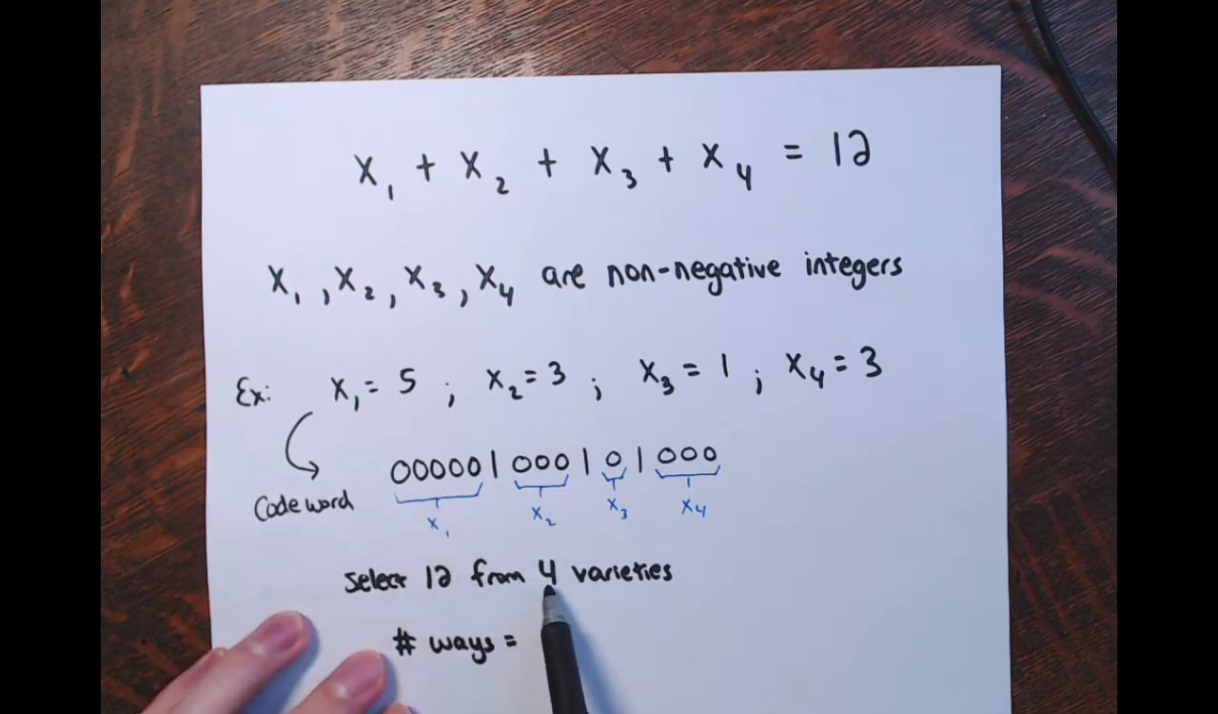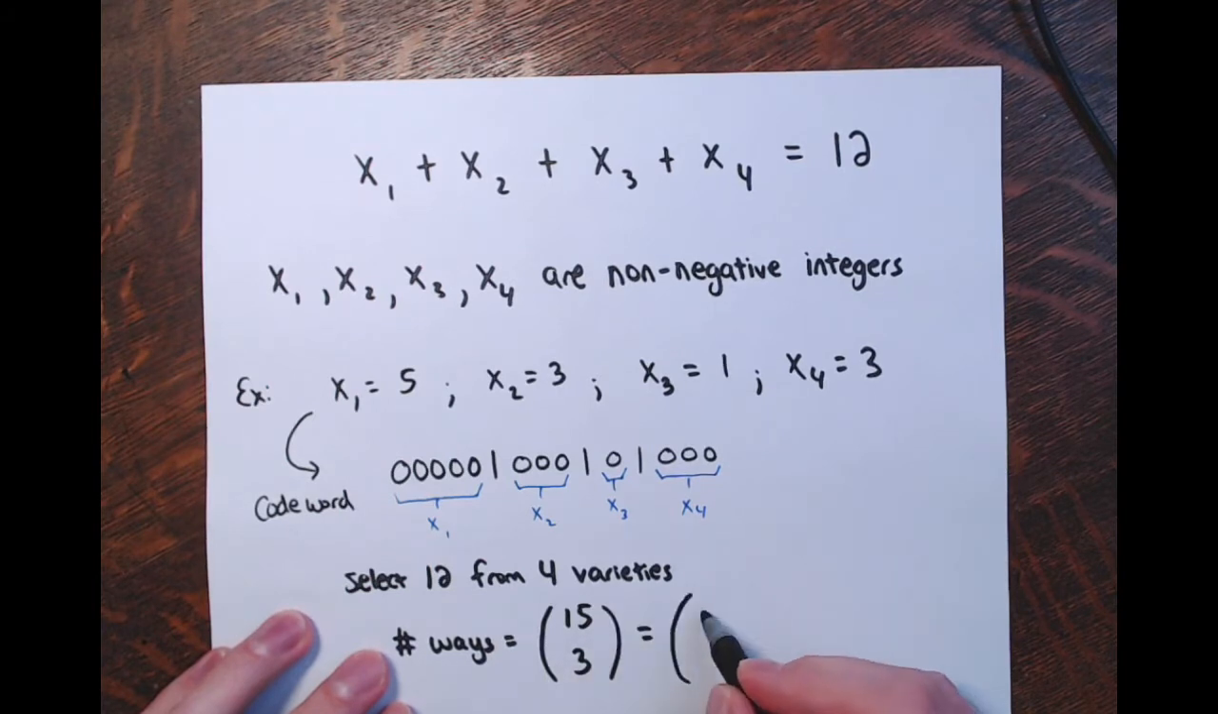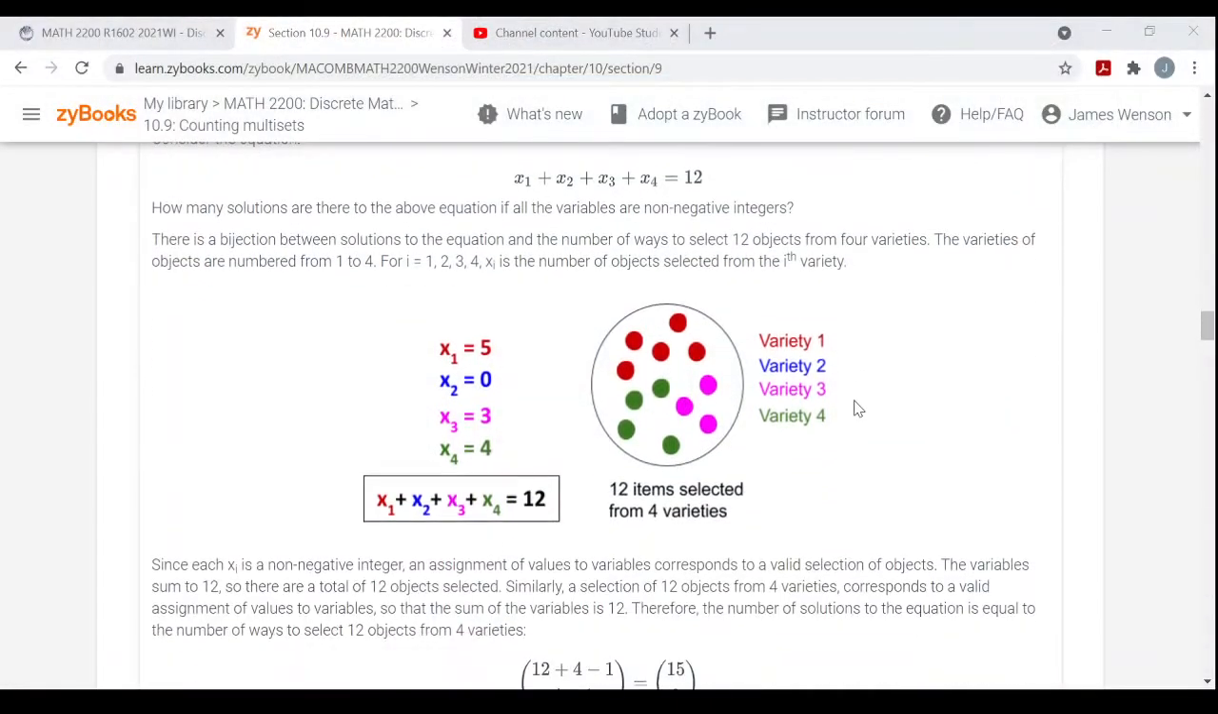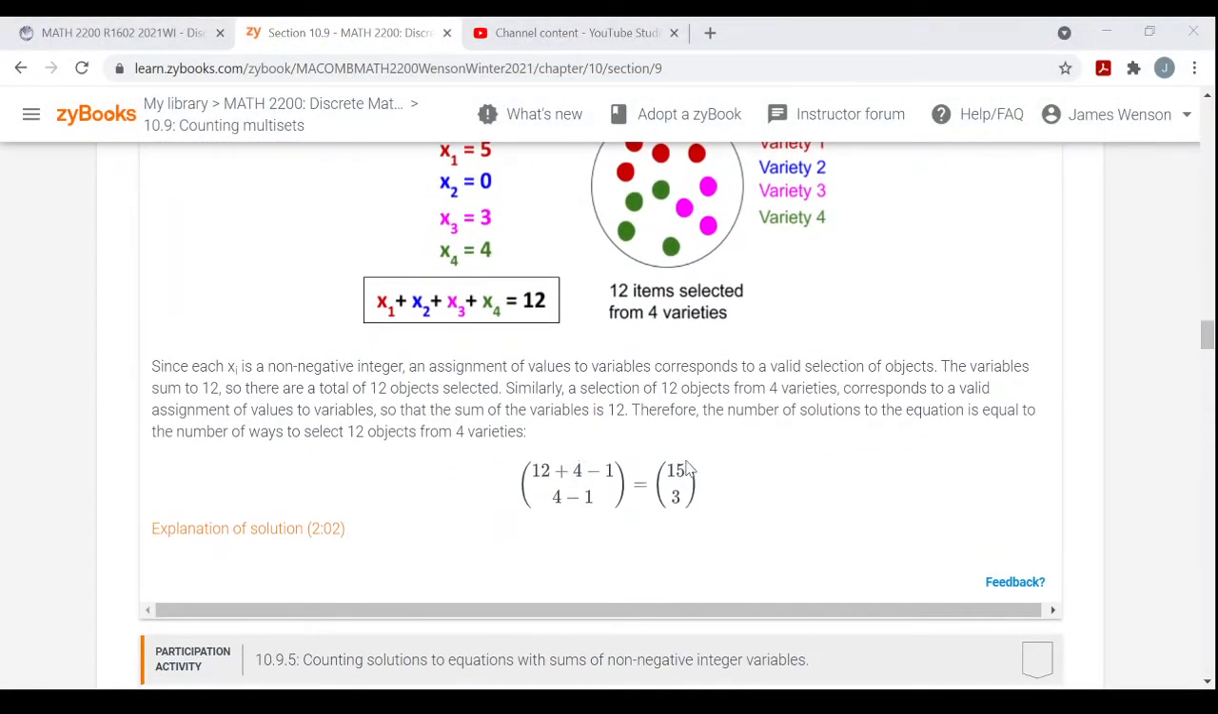We'd have to have 12 zeros and 3 ones, so that'd be a bit string of length 15. And again, I have 15 choose where the 3 ones go, or 15 choose where the 12 zeros go. These would be the same value. And you could calculate that in your calculator or write it by hand. But you see, it's the same scenario.